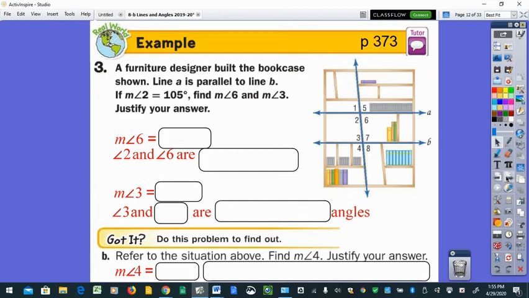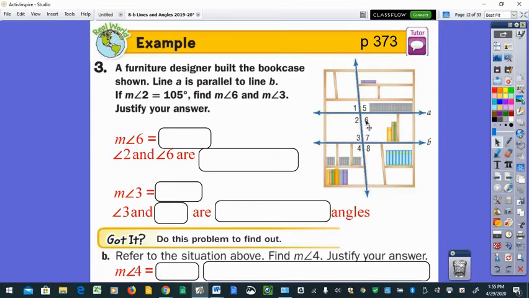Here we have a furniture designer who has built the bookcase shown. A is parallel to B, and you have this cool modern design with a transversal going up at an angle. They're telling me that angle 2, which I'm touching right here, is 105 degrees. You can tell it's an obtuse angle. It's bigger than 90. So it's 105 degrees, and I have to find angle 6, and angle 3.